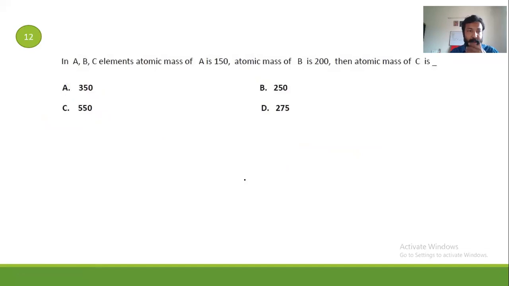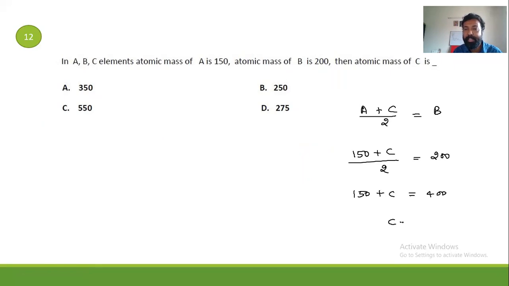Question 12. In ABC elements, the atomic mass of A is 150 and atomic mass of B is 200. Then atomic mass of C is what? A plus C divided by 2 is equal to B. You need to use this formula. A is 150, unknown C, divided by 2. B is 200. This is going to be 150 plus C is equal to 400. C is equal to 400 minus 150, it is 250. Option B, 250, is the correct answer.